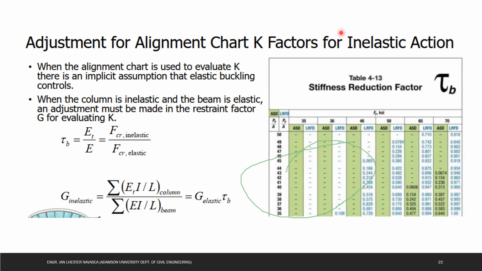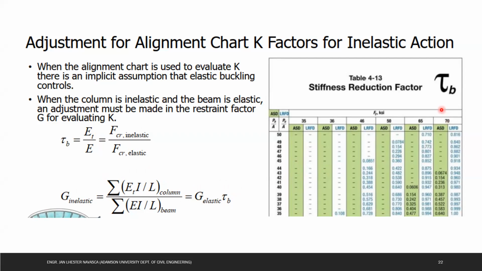You need to introduce a stiffness reduction factor, tau sub B. The stiffness reduction factor tau sub B is the ratio of Fcr inelastic over Fcr elastic. Then it is also the same as the summation of EI over L for columns and the summation of EI over L for beams, whereas your EI over L in the column is under inelastic condition. That is also G elastic multiplied by the stiffness reduction factor tau sub B.